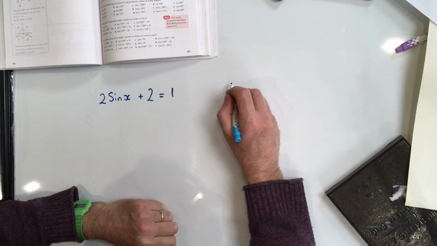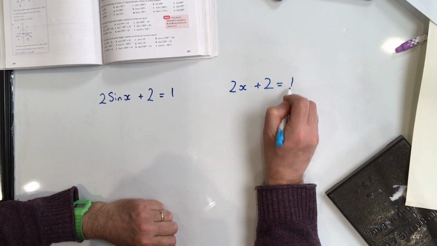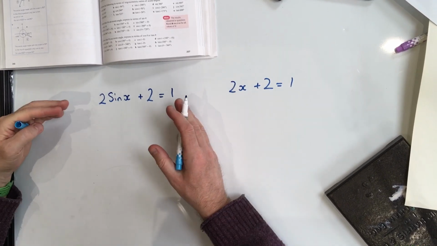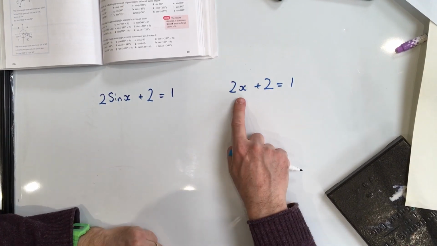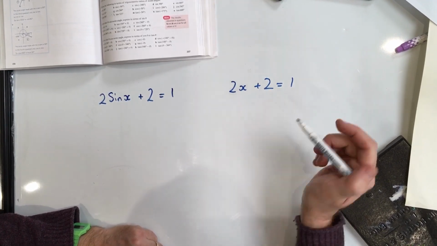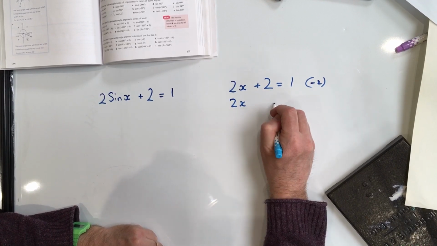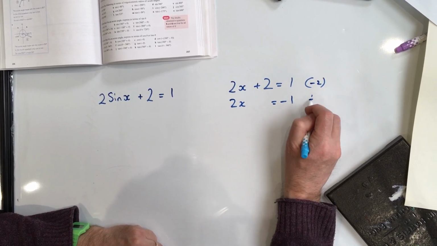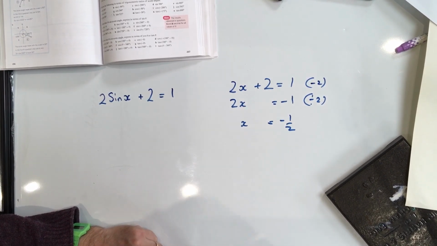I want you to compare that to the equation 2x plus 2 equals 1. We solve trig equations the same as we solve normal equations. With normal equations, we just try and get down to x. So we would take 2 off both sides, so we'd have 2x is equal to minus 1, and then we would divide by 2 both sides. So we get that as an answer.